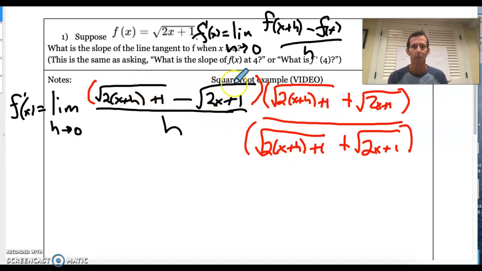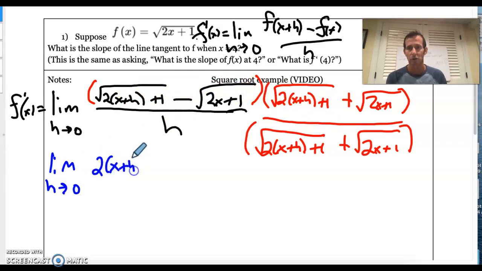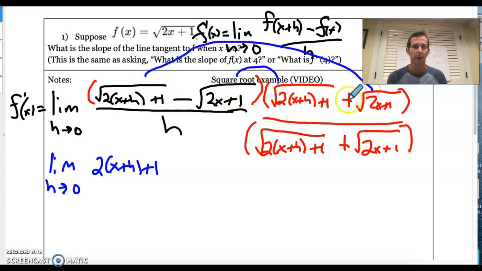Now I can FOIL these two, so it'd be the first times the first, and those two things are exact square roots of each other. So if I multiply them, like I would if I multiplied anything that was the same square root as itself, it becomes squared. Square cancels the square root, so that just equals 2x plus 2h plus 1. If I were to multiply the outer terms, it would be a negative of these two square roots, and multiplying the inner terms would be a positive of those two square roots. So they'd be exact opposites, and those two would cancel out.